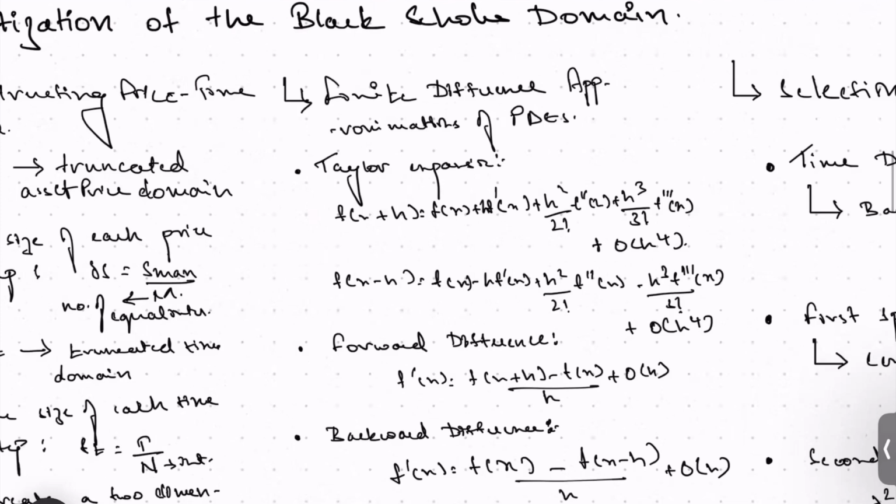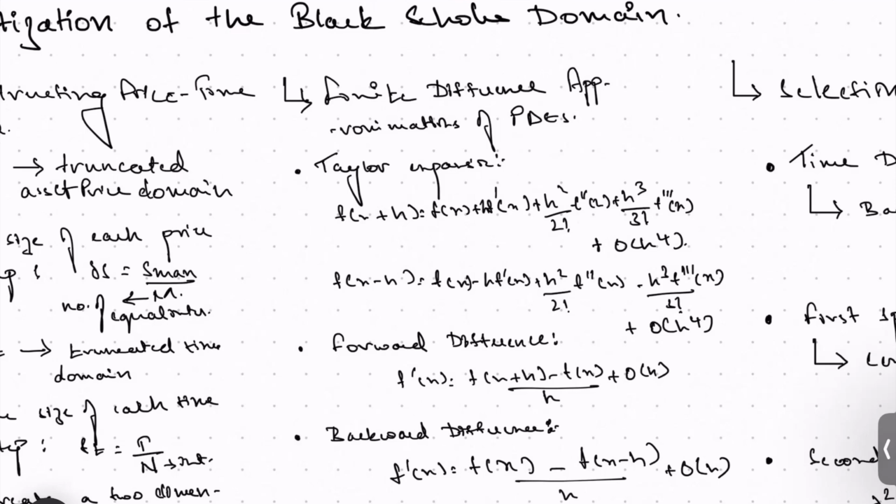The heart of the finite difference method lies in the replacement of continuous partial derivatives with discrete algebraic approximations. These approximations are derived from the Taylor series expansion of a sufficiently smooth function f of x around the point x. A Taylor expansion of f of x plus h and f of x minus h: f of x plus h is equal to f of x plus h into the first derivative of f of x, plus h squared by 2 factorial into the second order derivative of f of x, plus h cubed by factorial of 3 into the third order derivative of f of x, plus big O of h to the fourth.